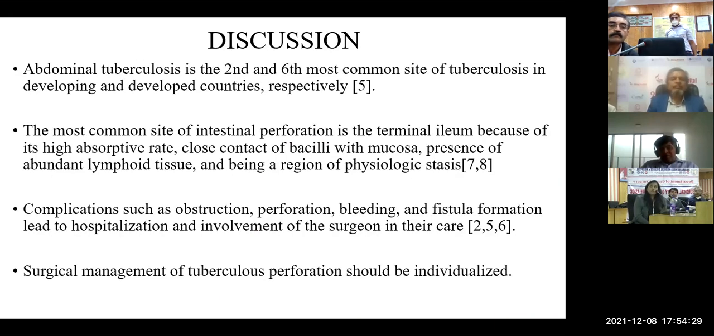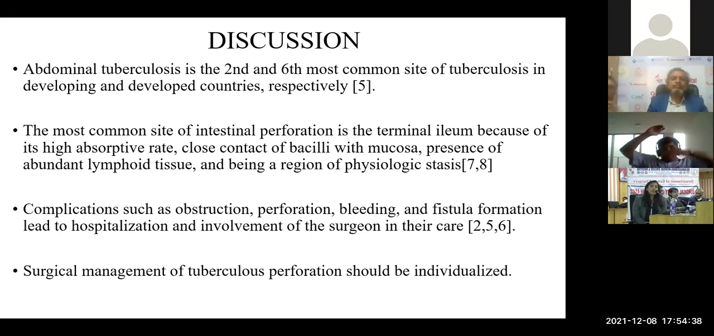Coming to the discussion, abdominal tuberculosis is the second and the sixth most common site of tuberculosis in developing and developed countries, respectively. The most common site of intestinal perforation is the terminal ileum because of high absorptive rate, close contact of the bacilli with the mucosa, presence of abundant lymphoid tissue, and being a region of physiological stasis. Complications such as obstruction, perforation, bleeding, and fistula formation lead to hospitalization and involvement of surgeons in their care. Surgical management of tubercular perforation should be individualized.